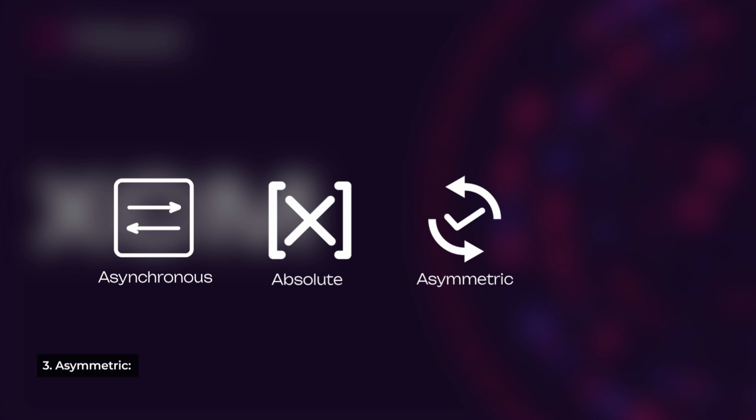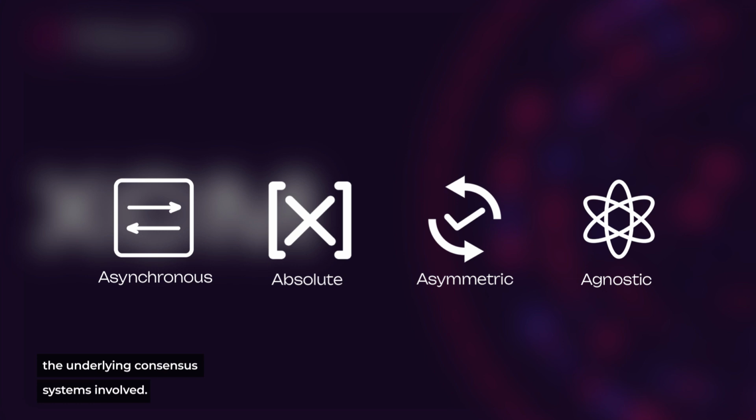Thirdly, asymmetric. XCM messages, by default, do not require confirmation or receipt. They adopt a fire-and-forget approach, with results separately communicated back to the sender through additional messages. And fourth, agnostic. XCM doesn't make any assumptions about the underlying consensus systems involved. It remains versatile, capable of functioning in any system that achieves consensus-based finality. These core design principles make XCM a reliable and seamless method for conveying intentions between diverse consensus systems, ensuring compatibility and efficiency in cross-chain communication.